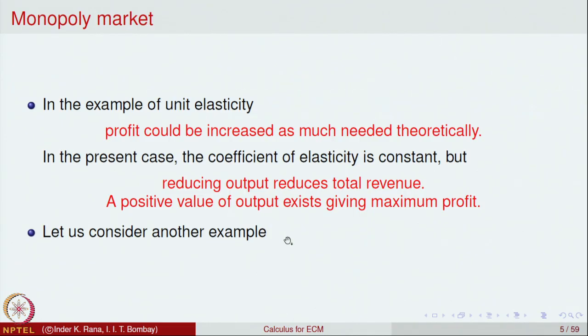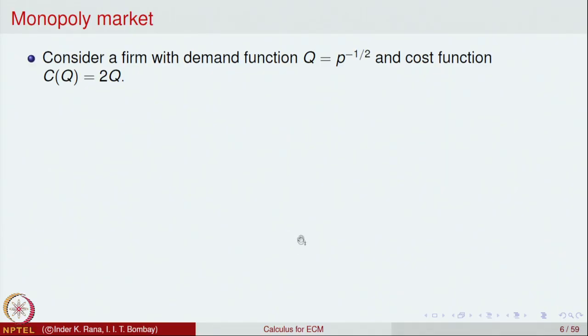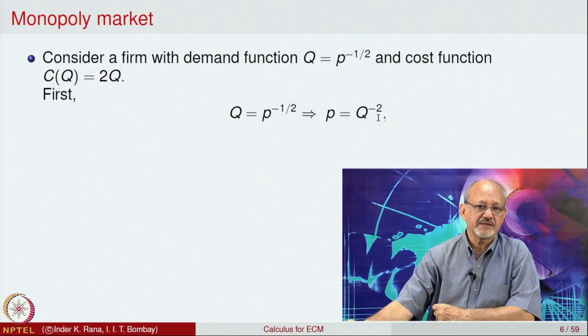Let us consider one more example, namely a firm with the demand function q equal to p raised to power minus half and the cost function equal to 2q. With this scenario, let us write down the functions. If q is equal to p raised to power minus half, taking it to the other side, p raised to power half will be equal to 1 over q. When you square both sides, you will get the relation p is equal to q raised to power minus 2. That is the relation between the price and the quantity being produced.